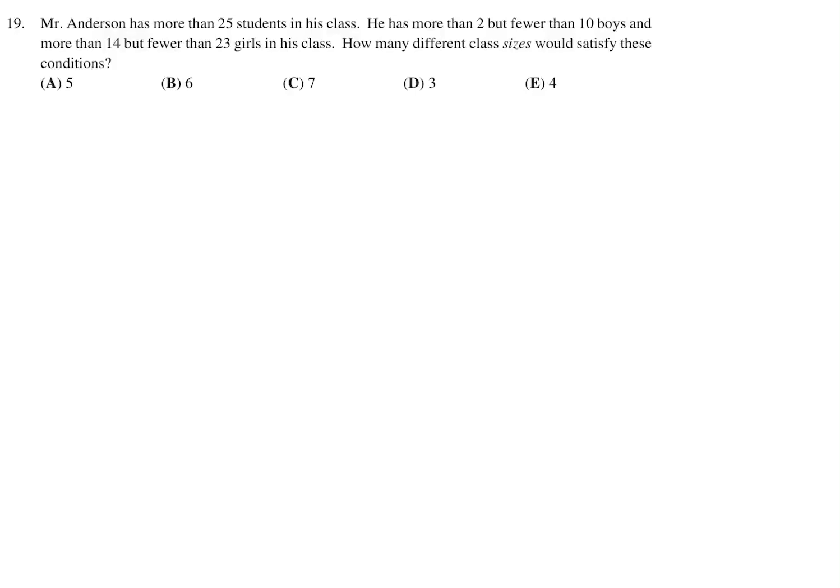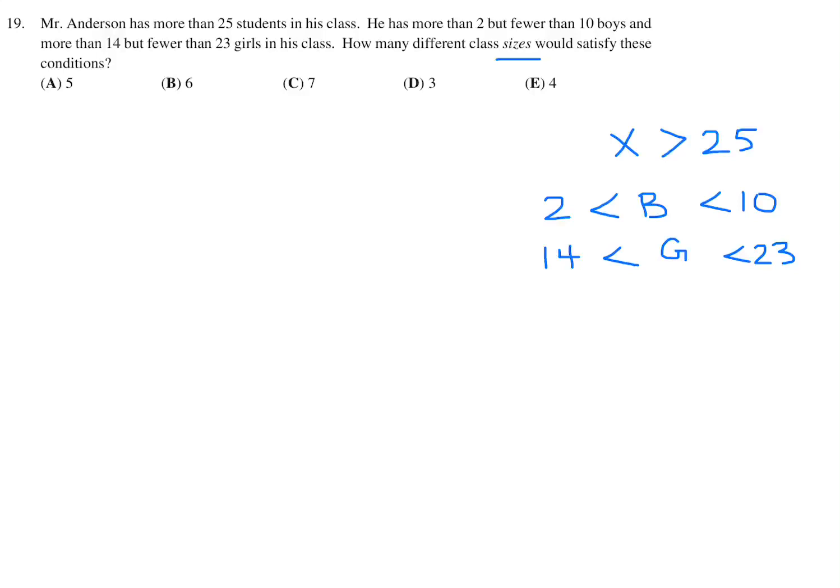Mr. Anderson has more than 25 students in his class. So we'll let X represent the number of students. X is greater than 25. He has more than 2 but fewer than 10 boys. And he has more than 14 but fewer than 23 girls in his class. How many different class sizes would satisfy these conditions?